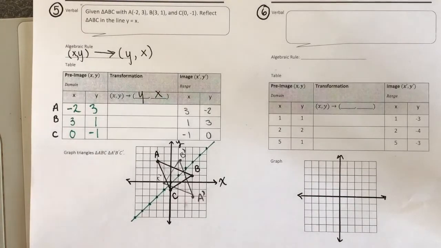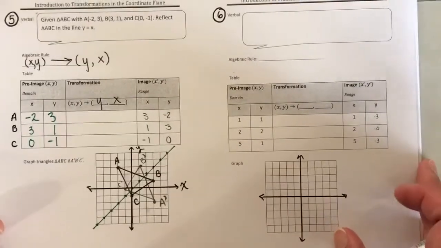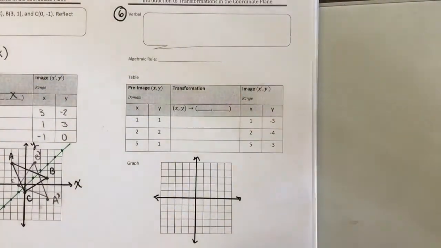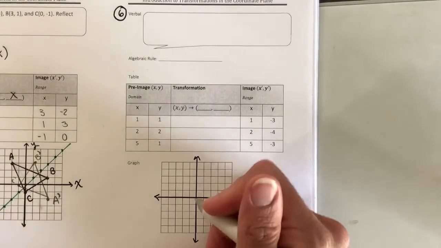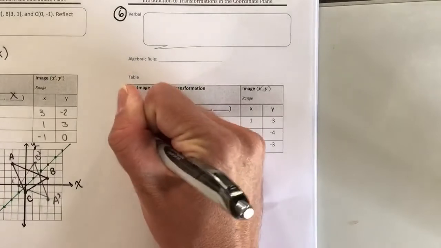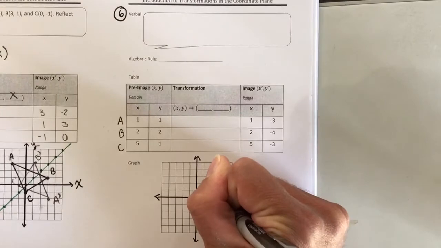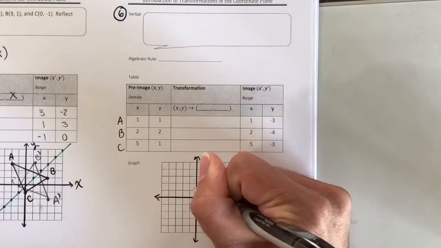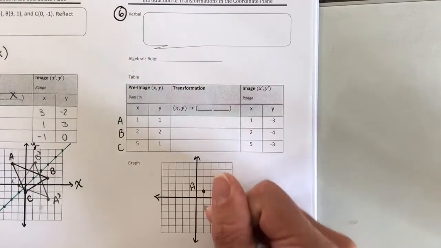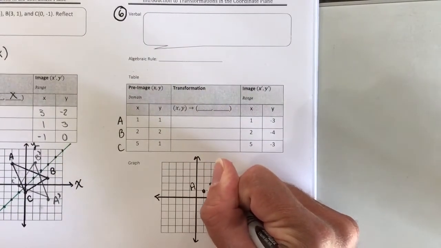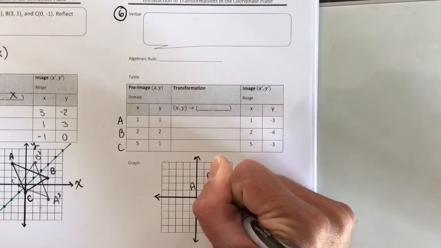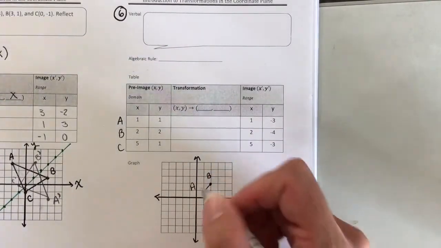Okay, so let's take a look now at number 6 and see how we do on this one. So on number 6, we're going to start off, we're going to graph our original triangle. Now, this triangle is a little different. It's not the same one we've been working with. So we're going to graph and label. I'm going to start off by labeling these A, B, and C. A is 1, 1. B is 2, 2. And C is 5, 1.